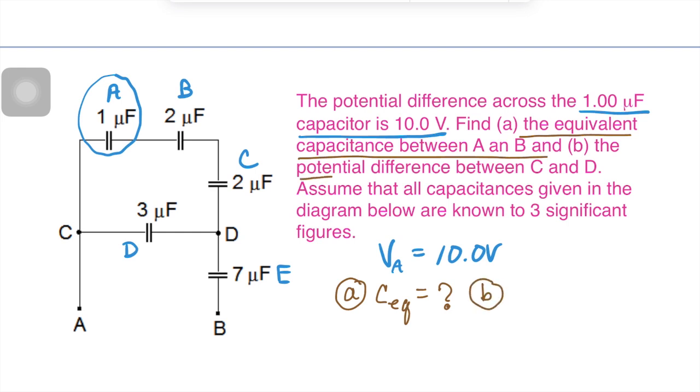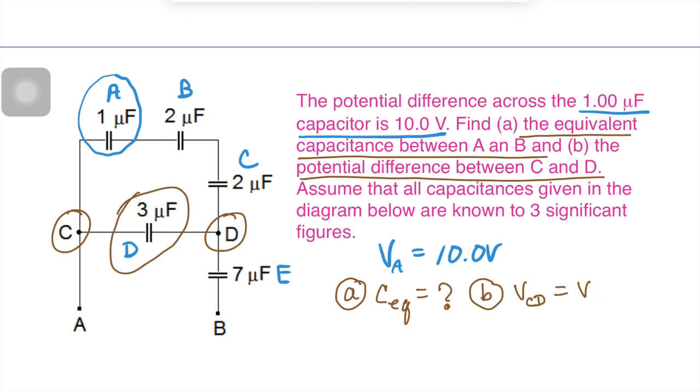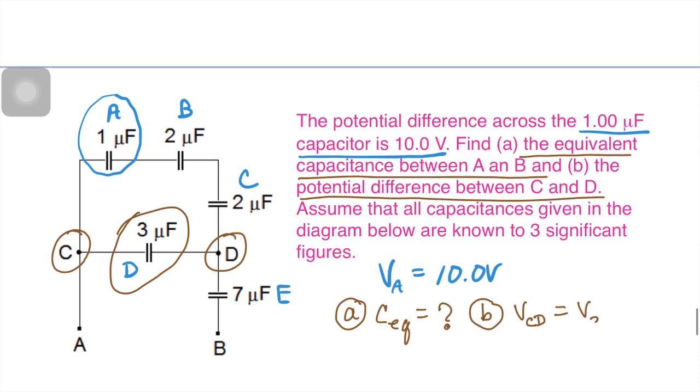For the second part of this problem, it asks for me to calculate the potential difference between C and D. So again, those letters C and D are the original ones that were on the document. So the potential difference between C and D would be the potential difference on the 3 microfarad capacitor, or the one that I've labeled D.